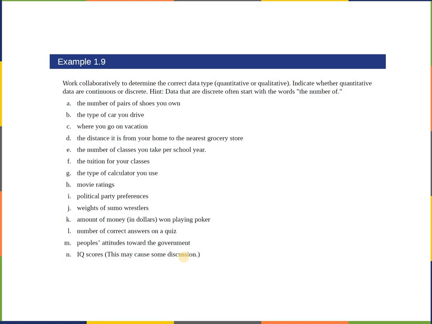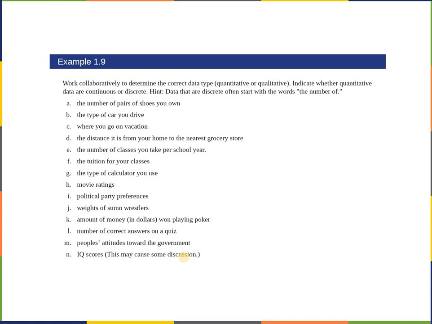Where you go on vacation, that is a place. It could be you go to a different state, maybe a different country. So that is going to be qualitative or categorical. The distance it is from your home to the nearest grocery store. That distance is going to be a number, and that number could be continuous, meaning it might have some fractions. It could be 2.5 miles, or maybe 6.7 miles, something like that. So for D, it's going to be quantitative, and it's going to be continuous.